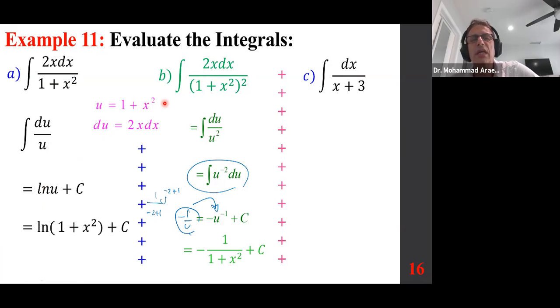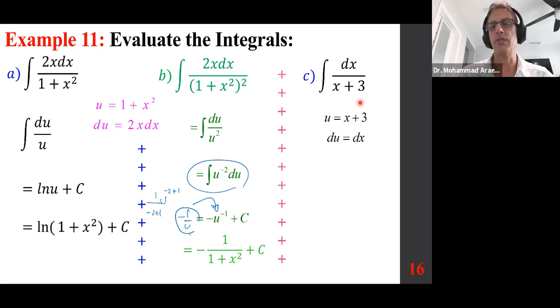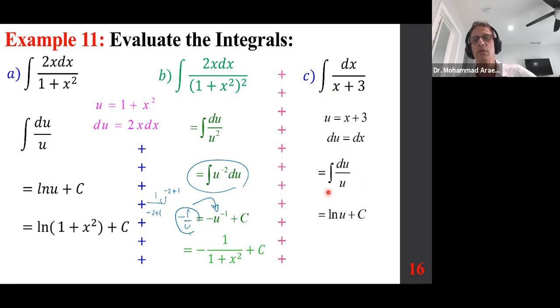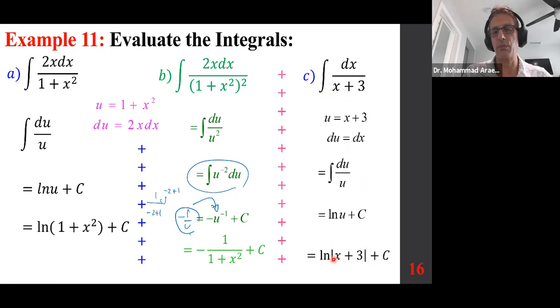As for part C, with enough practice, you may see the answer just by looking at it. But for now, by u substitution, let u be the denominator, and du becomes dx. So this is the integral of du over u. Again, the good old natural log. Replace the u, going back to the original variable, and we're done. Notice we need the absolute value sign because x plus 3 can be positive or negative.